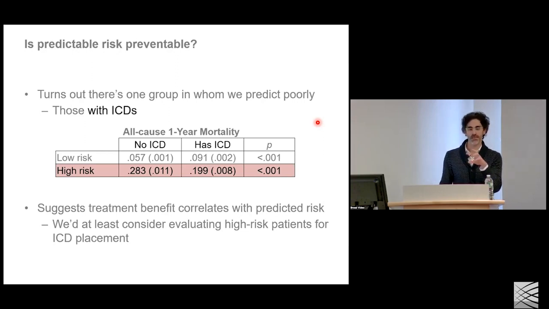So why are the rates high? Because a lot of the ECGs get done in the inpatient setting, and this is weighted by the number of ECGs. So that's why the rates are high. But overall, the interesting thing is that the low risk people seem to die about the same or more when they have an ICD, whereas the high risk people die less. And we get similar results when we look at sudden cardiac death as opposed to all-cause mortality.